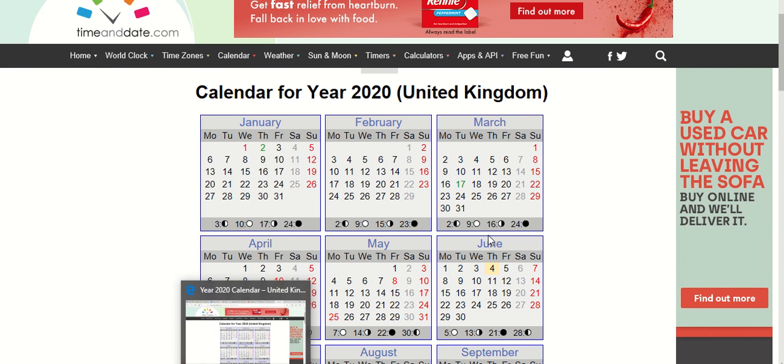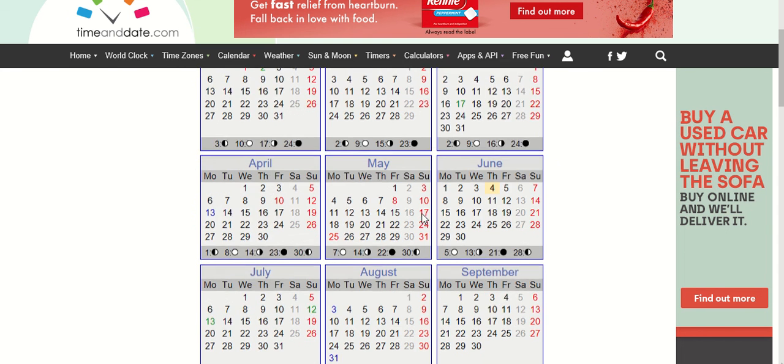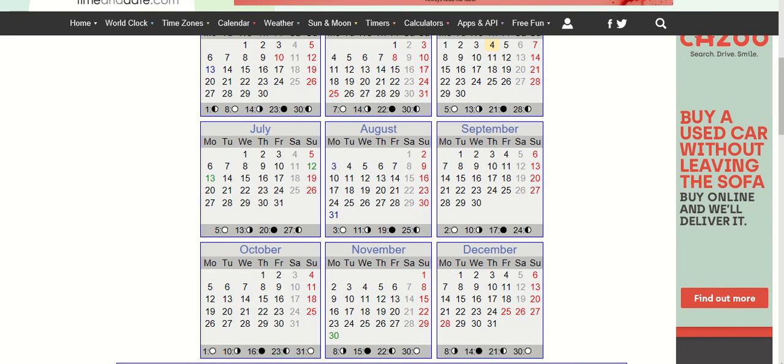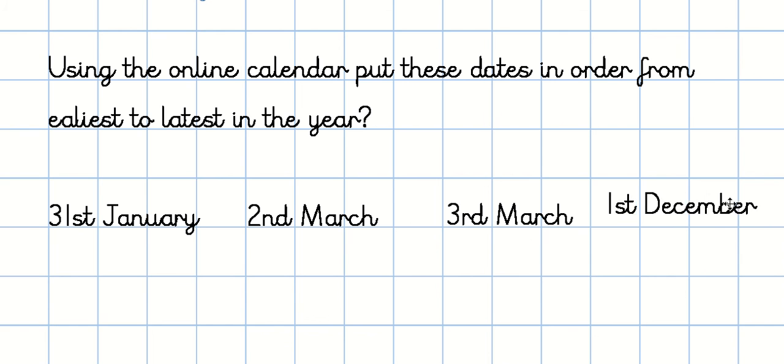And then finally, our final month was December. So 1st of December would be our last. And that would be the correct order. Earliest in the year we have 31st of January. Then the next date would be the 2nd of March. Then the 3rd of March. And then finally the 1st of December. Change any if you got them wrong.